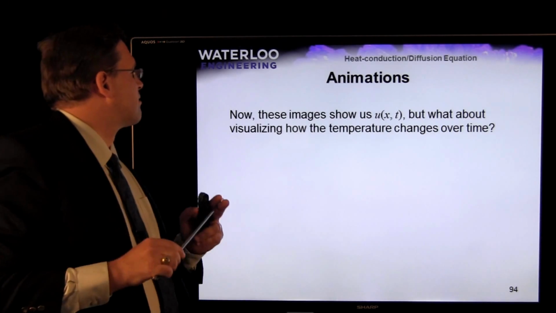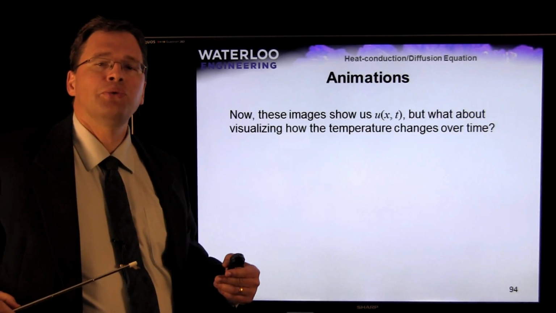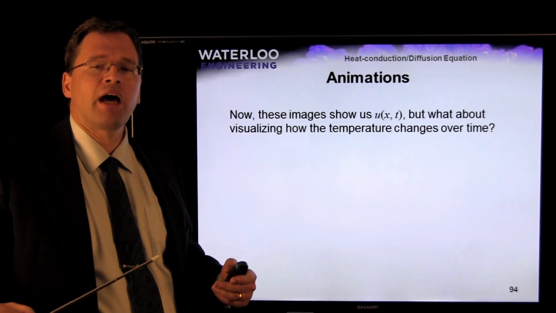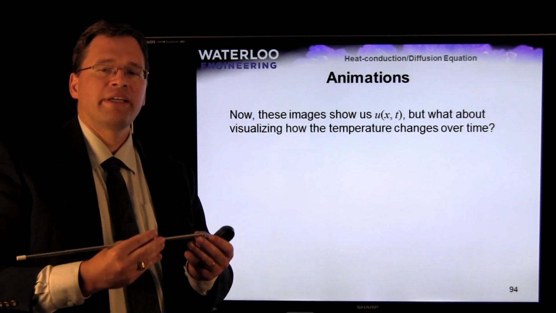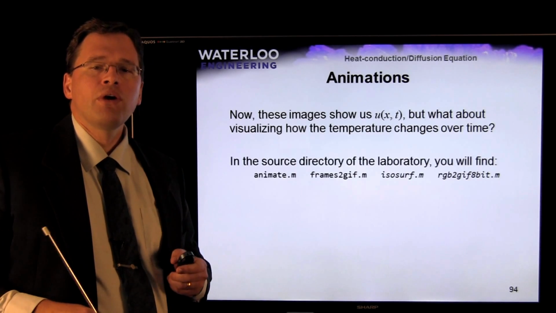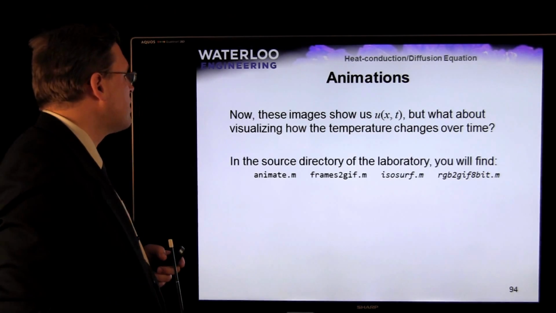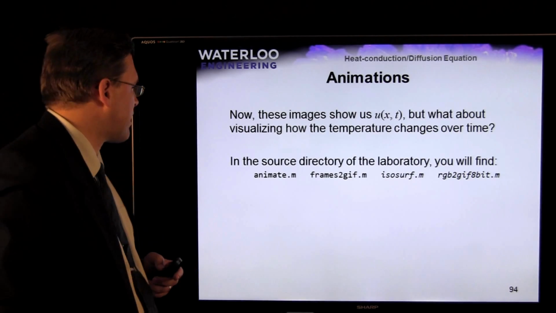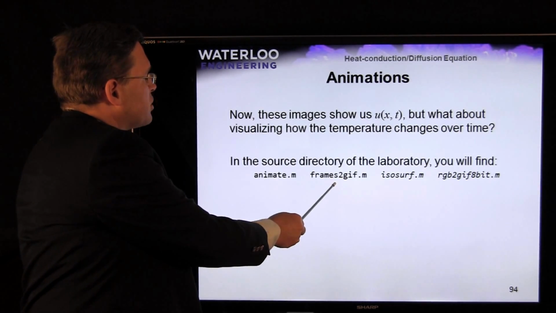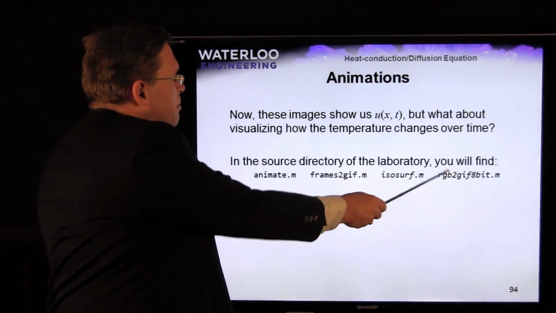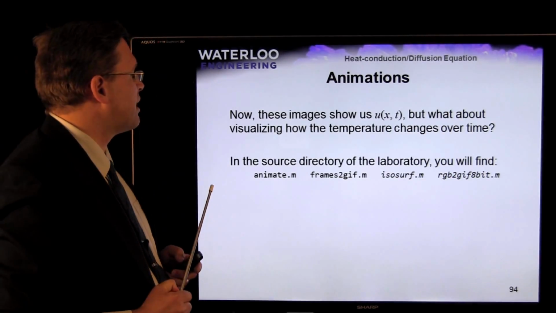Now, these images show us how U changes in both space and time, but how are we going to just visualize the temperature as time changes? Well, that suggests we should use an animation. So if you look in your laboratory directory, you're going to find a source directory that has 4 functions: animate.m, frames to gif.m, and 2 helper functions, isosurf and RGB to GIF 8-bit.